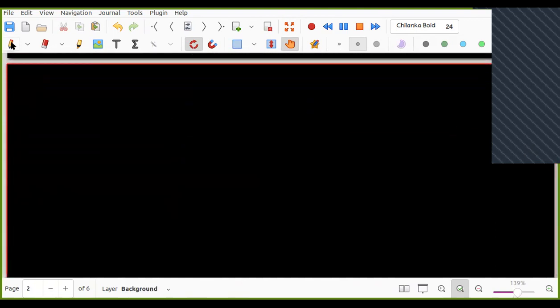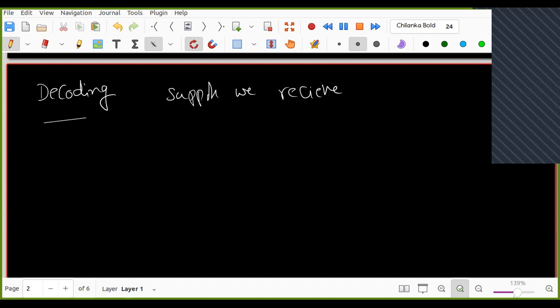Now, how will we do the decoding, right? One can go into much more depth, but I'm just telling the overall picture of how decoding goes. Suppose we receive r of x, right? So we receive r of x, then what do we do? Okay, I'm calling this the received polynomial.